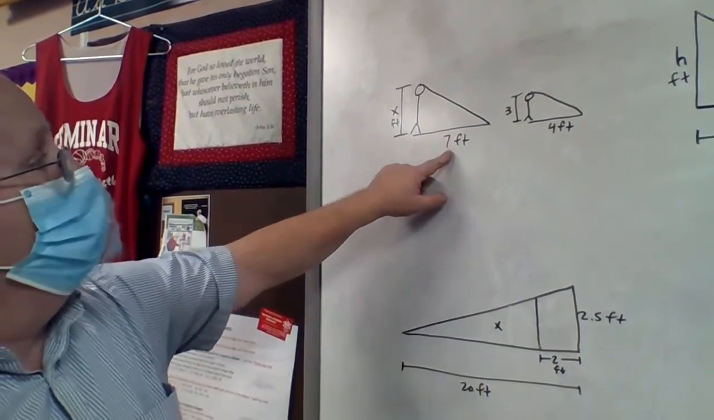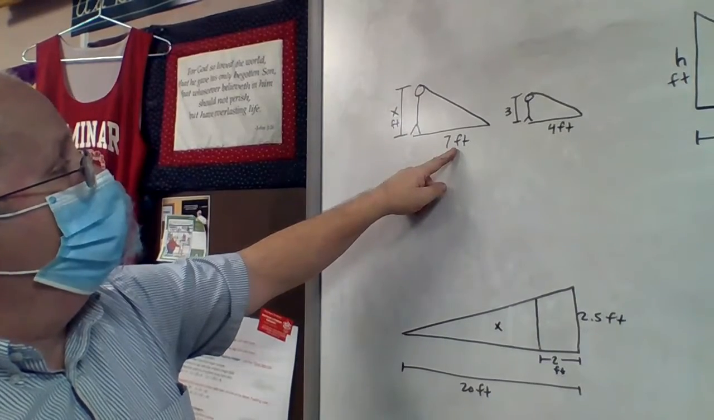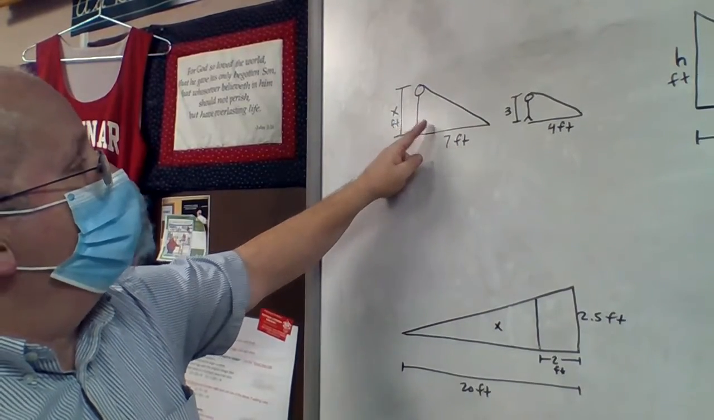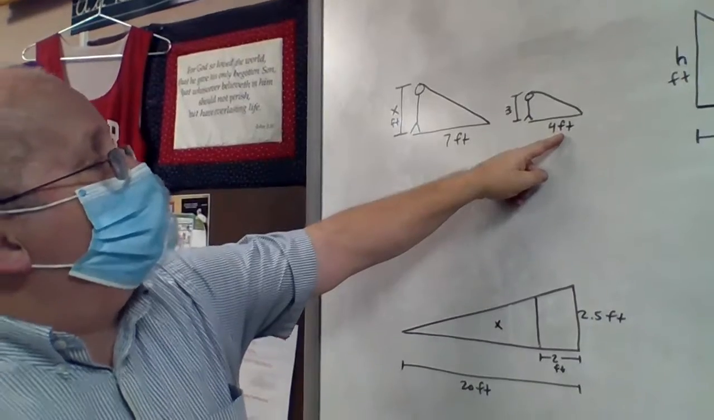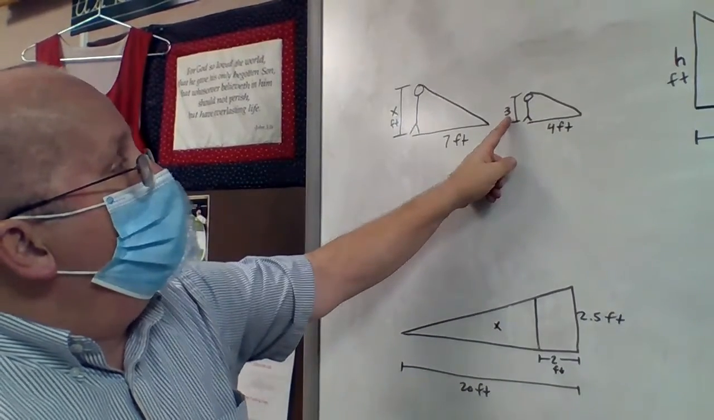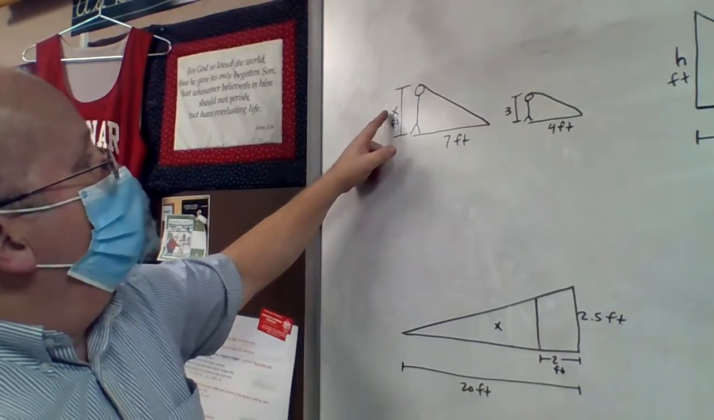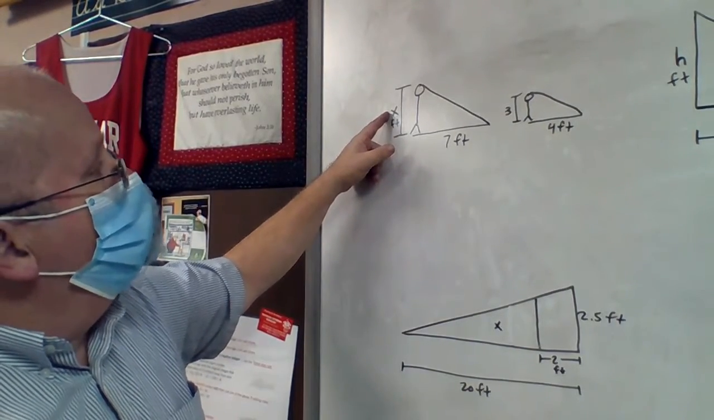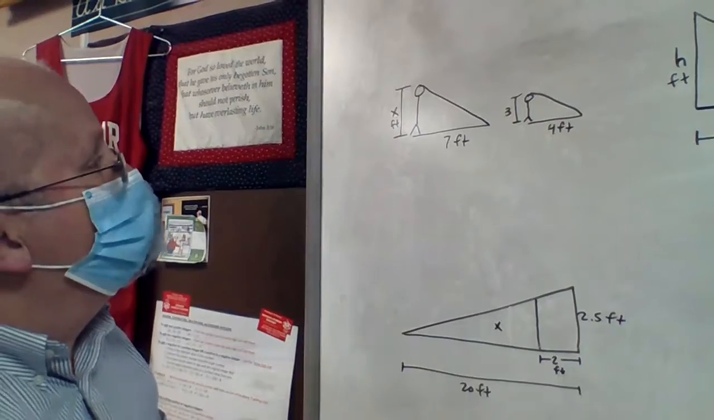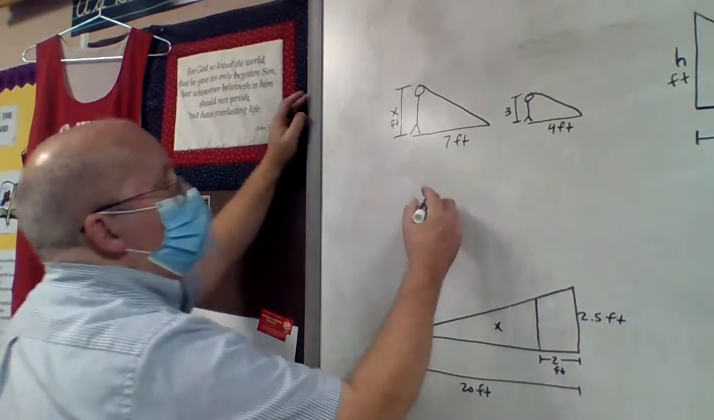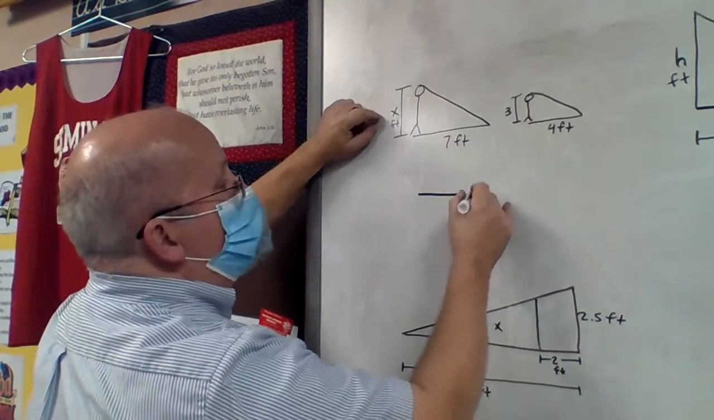Imagine we have somebody who's casting a 7-foot shadow, and yes, they have no arms. And we have somebody else that's casting a 4-foot shadow, and they are 3 feet tall. 3 feet tall with a 4-foot shadow. And somebody else, we don't know their height, but they're casting a 7-foot shadow. How would I find the height of this person?